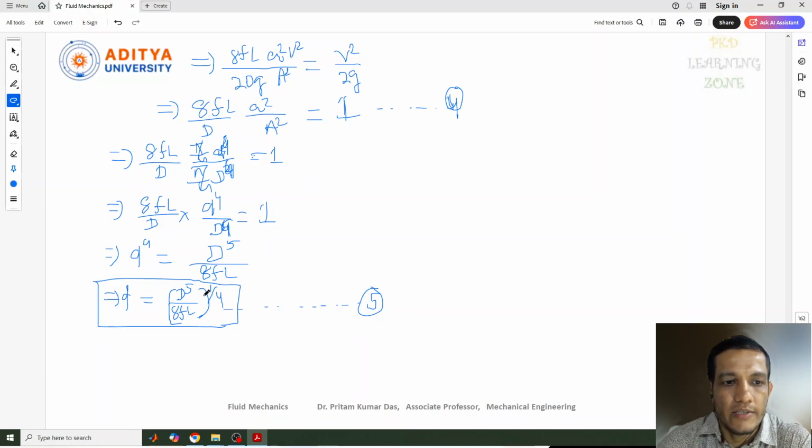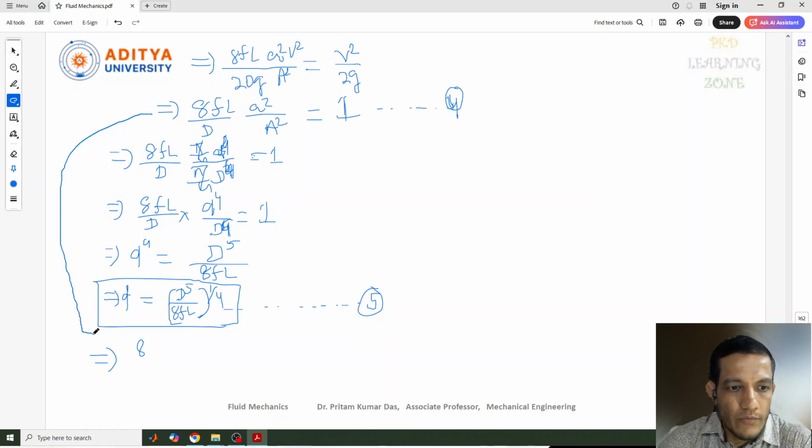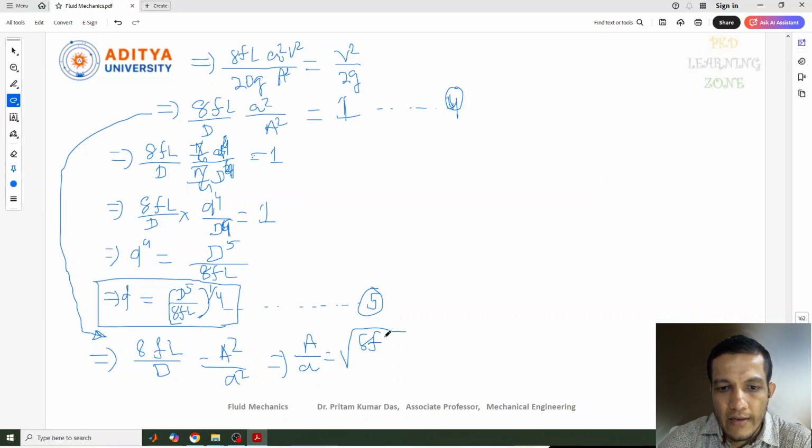Okay, so again we have seen previously, from equation 4 we can see this equation, and we can write this value. How can we write this? Let's take a square to the other side. That means from equation 4 we can write one more thing: 8FL by D equal to capital A square by small a square. Taking it to the right-hand side, we can write A square by a square, and finally capital A by small a. Let's take this root part and keep it on the other side, that is 8FL by D. This gives equation 6.